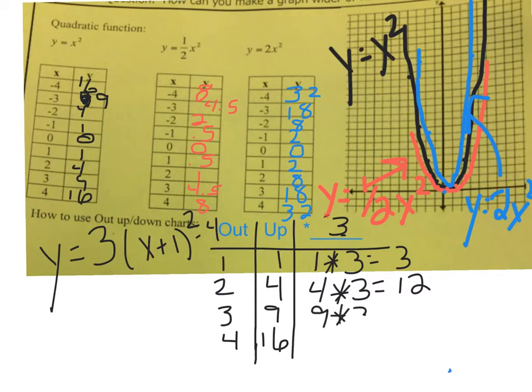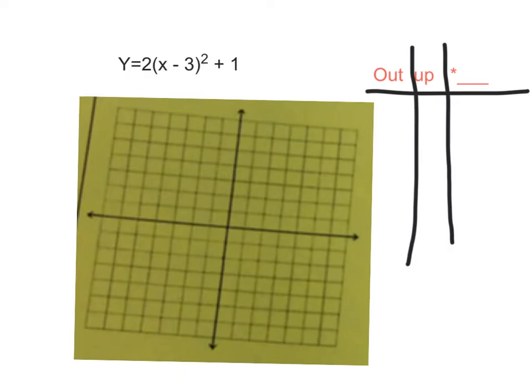9 times 3 equals 27. I'm not even going to do that last one because I know I'm never going to get something with 27. When you're graphing, this column is gone. I now, from my vertex, will graph this out and this equation here. So we're going to do a couple examples on your sheet, but I want you to be able to see how you do these.